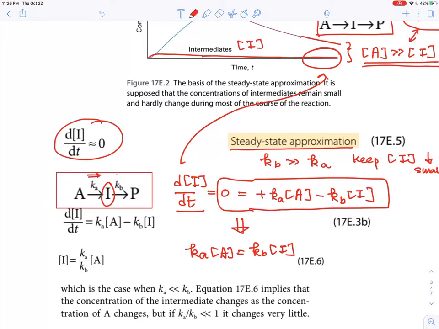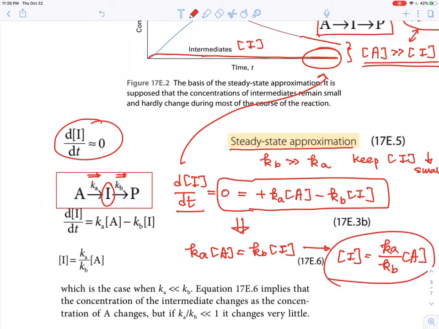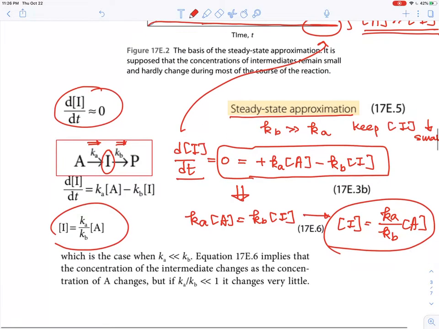That gives the intermediate concentration as Ka over Kb times A, which is the equation shown up here. Once again, when Kb is bigger, the rate of disappearance is bigger, and that means the I value is smaller than the A value at the steady state.